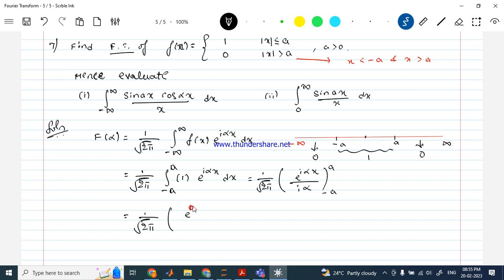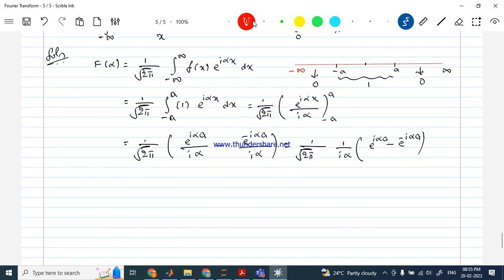For the upper limit, e power i alpha a, and for the lower limit, e power minus i alpha a, where x is minus a, divided by i alpha. So i alpha is taken common: 1 by square root 2 pi into 1 by i alpha, times e power i alpha a minus e power minus i alpha a. I hope you people remember the exponential function.